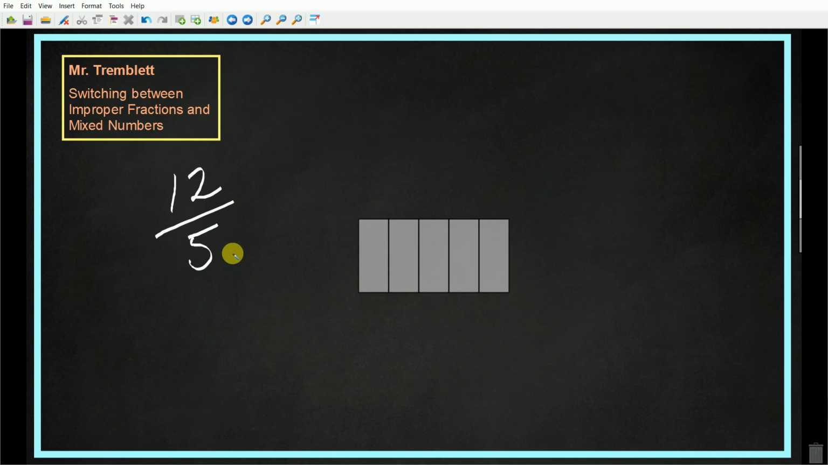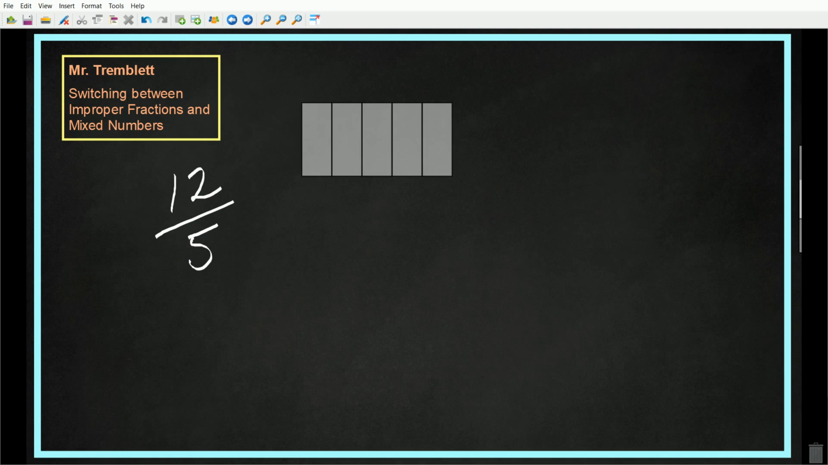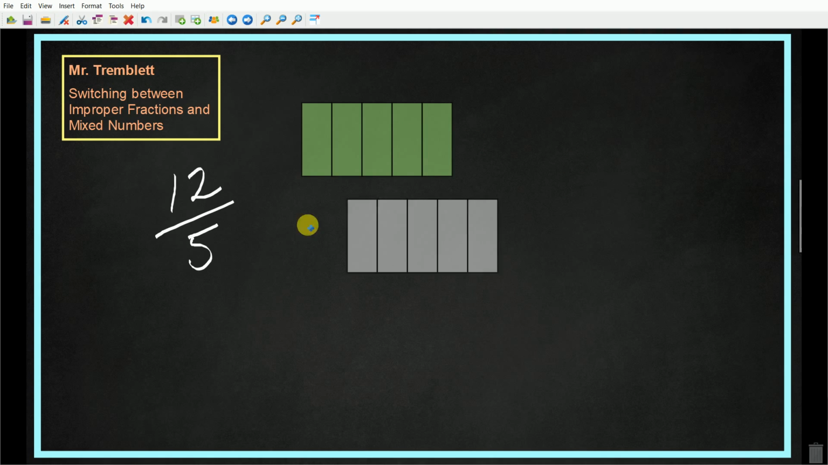If we look at going the other way, we're going to go from an improper fraction to a mixed number. So I'm just going to say, okay, we're talking about fifths, so we're just going to fill them in here. If that's 12 fifths, we're asking ourselves how many groups of 5 fifths can we make? How many full things can we make? So there's 1, 2, 3, 4, 5 fifths, which makes 1. We're just going to keep going until we get to 12.